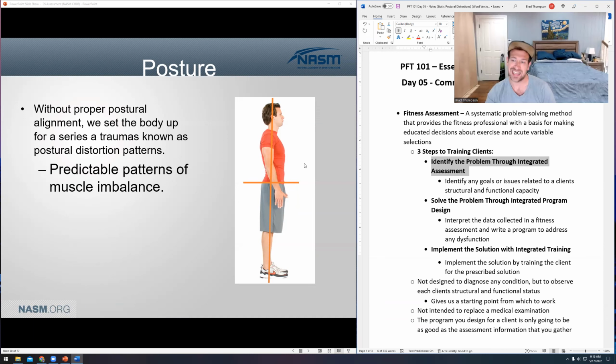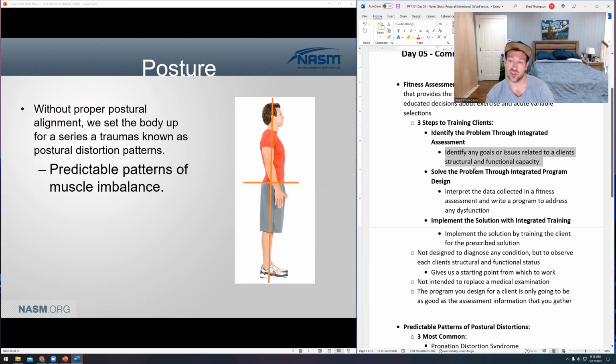Step one is identifying the problem accurately. And we can't identify any problems accurately unless we do a fitness assessment. So identify any goals or any issues related to your client's structural and their functional capacity. So we're going to identify what's going on with our client. This is why we do fitness assessments.